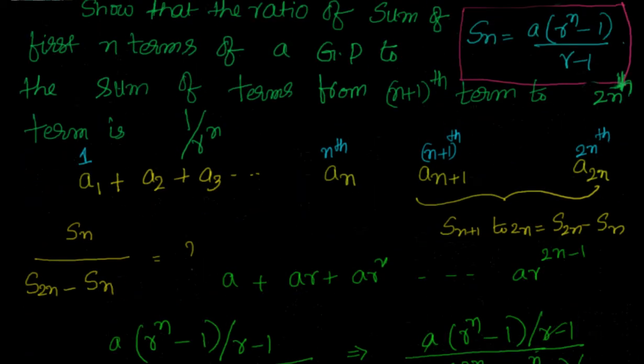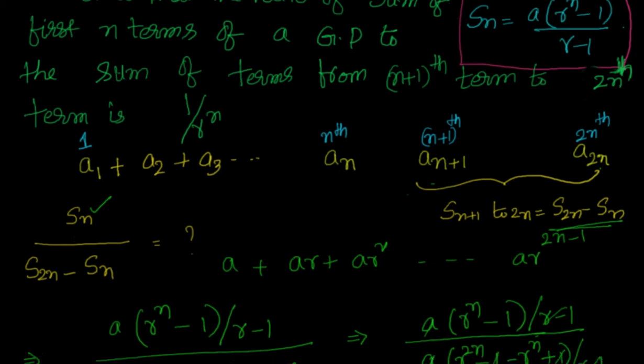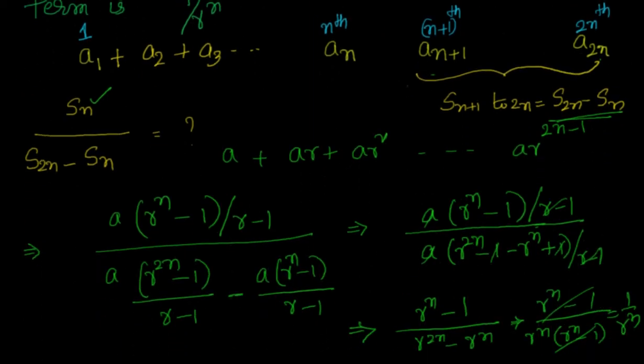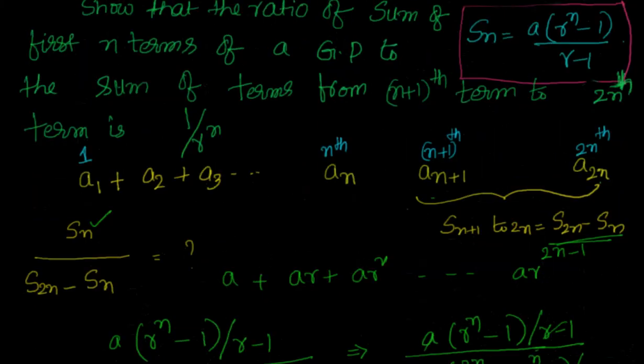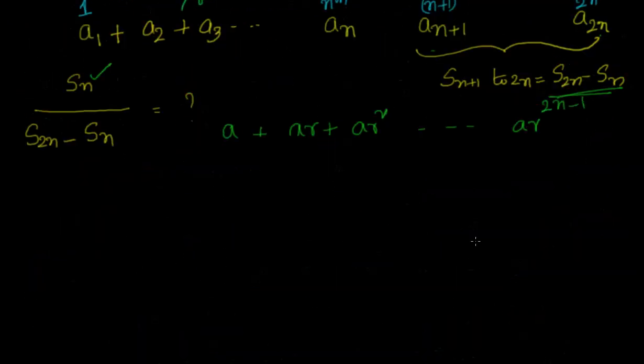So the crucial point to understand here is that the sum of the first n terms is very easy, S of n, but the sum of n plus 1 to 2n is nothing but S of 2n minus S of n. After that it's pretty easy, directly substituting in the formula and you can get it. Now what is the other way to do this one? Let's look at the other way.